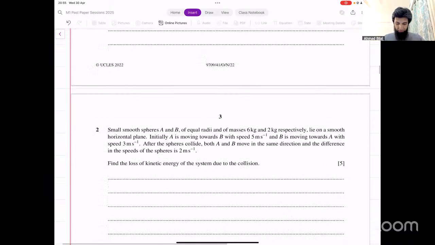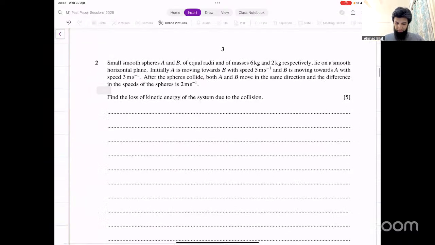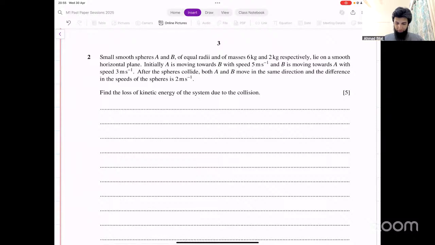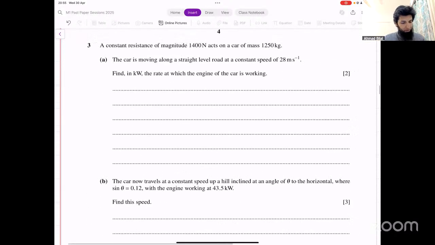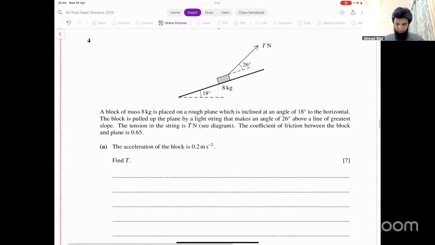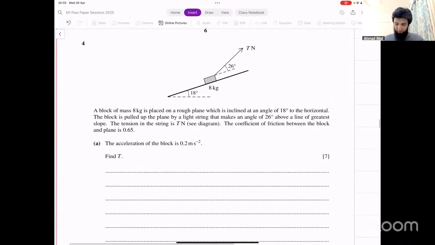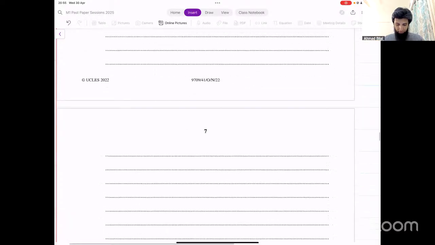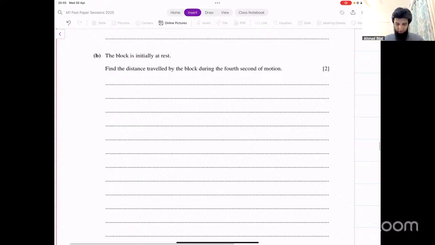This is straightforward, forces in equilibrium. This is momentum, loss of kinetic energy. No one has asked about this. Question 4 is acceleration. Yes, okay, it's also not that complicated.